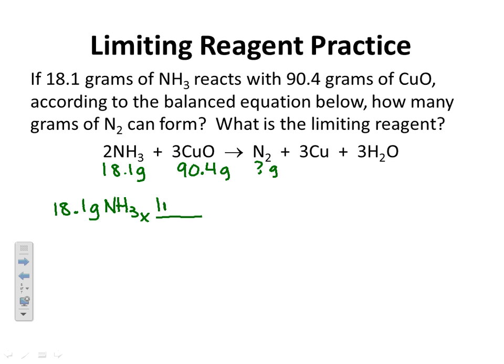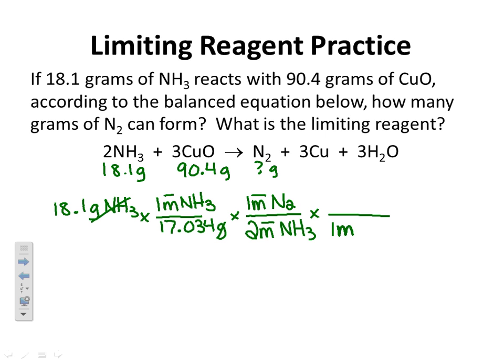right? Our NH3. So 1 mole of NH3 is 17.034 grams. I can see that I made an error on my paper, so we'll recalculate that in a second. And then according to our balanced equation, for every 2 moles of NH3, there's 1 mole of N2, and 1 mole of N2 weighs 28.02 grams. So I have to recalculate because I wrote this wrong on my paper. So 18.1 times 28.02 divided by 17.034 divided by 2, and I got 14.9 grams of N2.